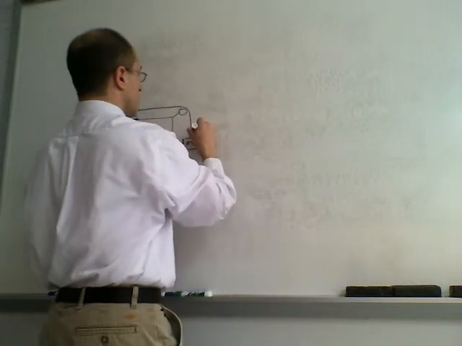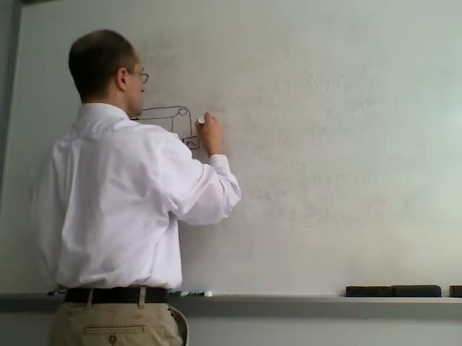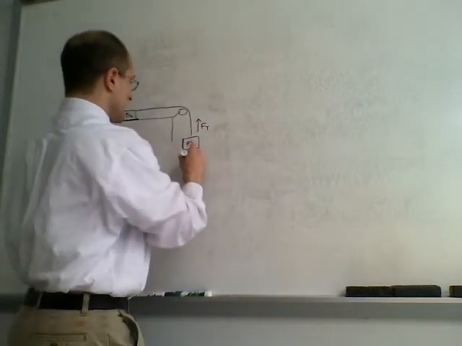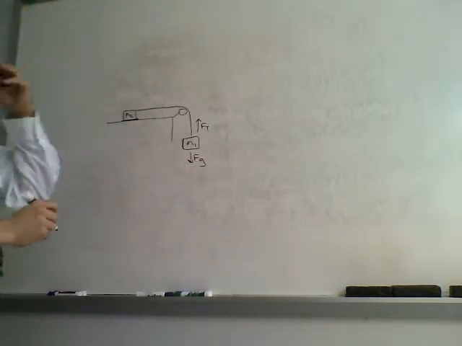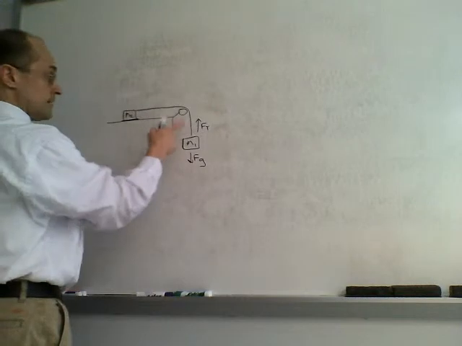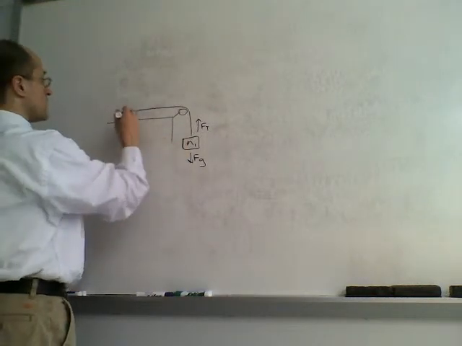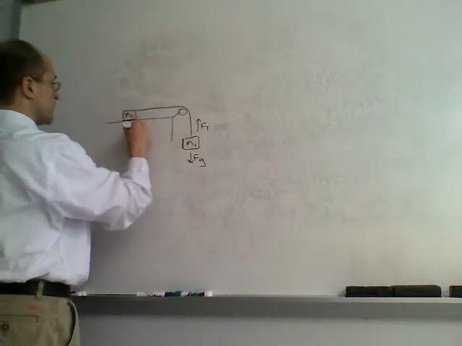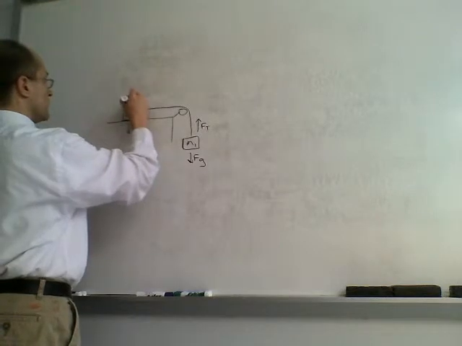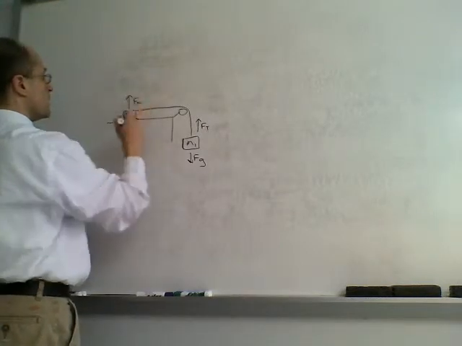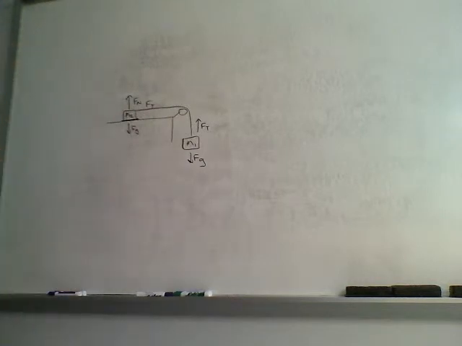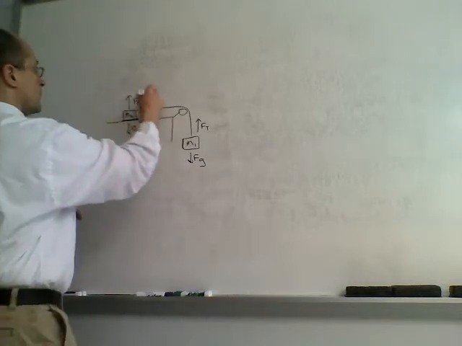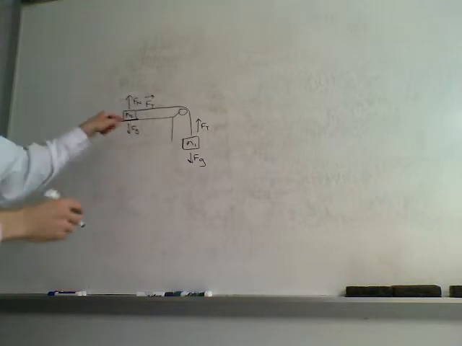So the forces here, we have the force of tension pulling it up, and we have the force of gravity pulling it down. And on this block, that's all that's acting on it. On this block, you have the force of gravity pulling down, you have the force of the normal, and you have the force of the tension in the string pulling it this way.